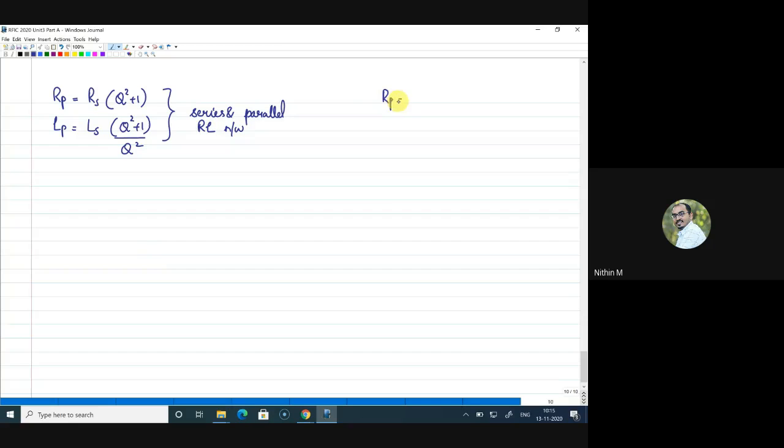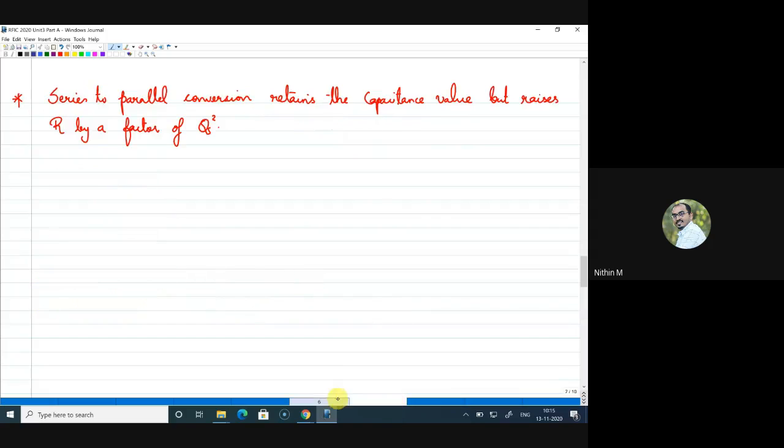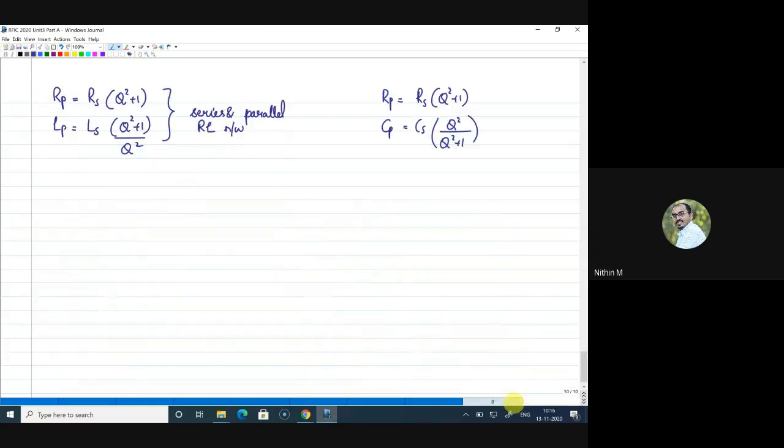Now for that, RP is the same, equal to RS into Q square plus 1, and CP equal to CS into Q square by Q square plus 1. We have derived it in the same way, right? Now this is for the series and parallel RC network.